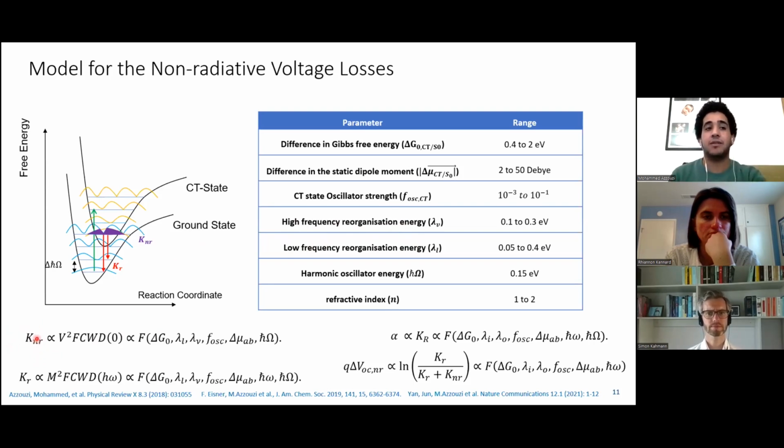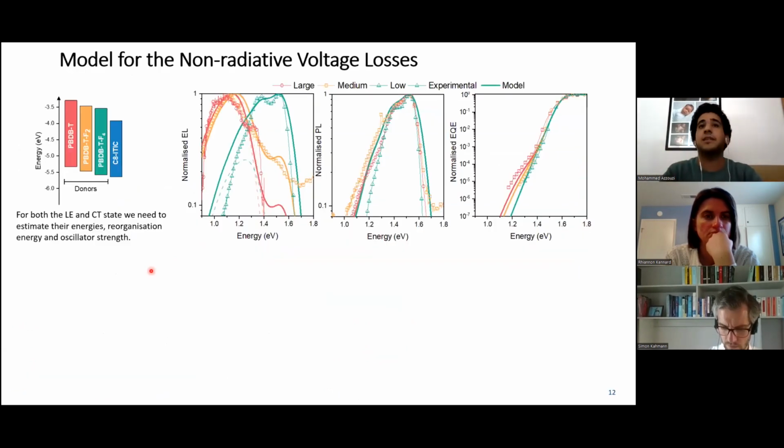So we put all of those parameters into a model that we can use to calculate the rate of non-radiative decay and radiative decay, and we can use that to estimate the VOC NR. We can also use the same model to estimate the optical response of the system, or the sub-band gap absorption of the device, and therefore we can estimate the VOC rad as well. We can use this model, for example, to simulate the luminescence of the devices.